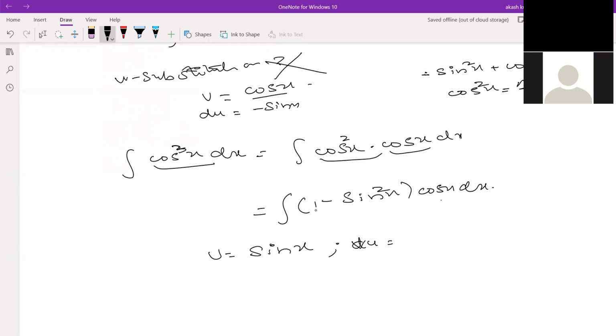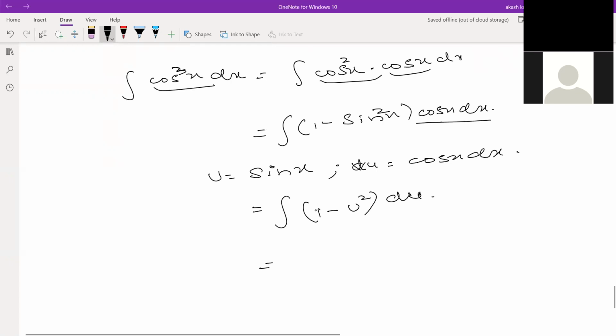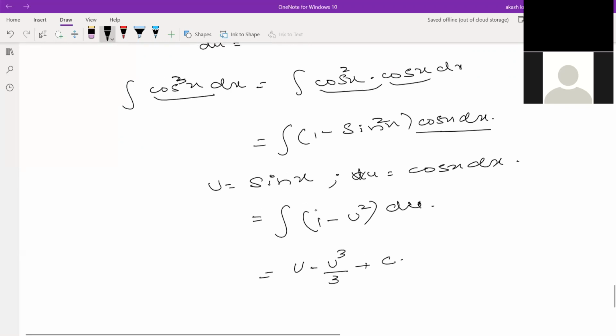So du becomes cos x dx. It becomes 1 minus sine x, which is u square. Instead of cos x dx, I can write du. So it becomes the integral of 1 minus u square du. The integral of the constant 1 becomes u, the integral of u square becomes u cube over 3, plus c. Now we have to substitute again.